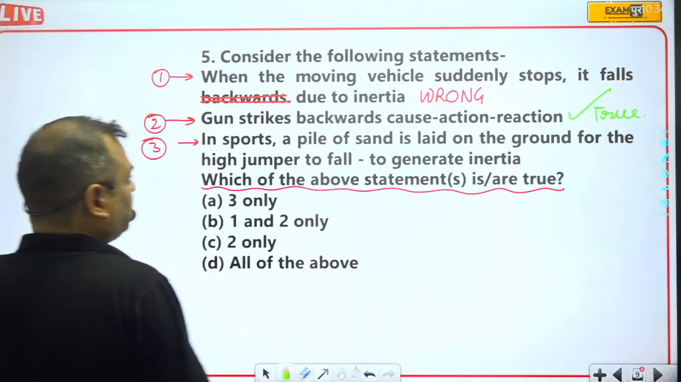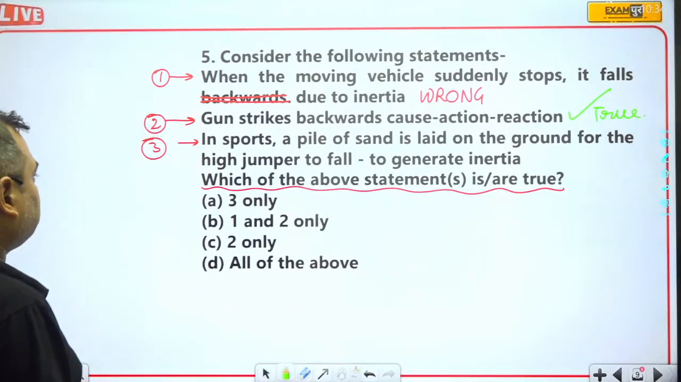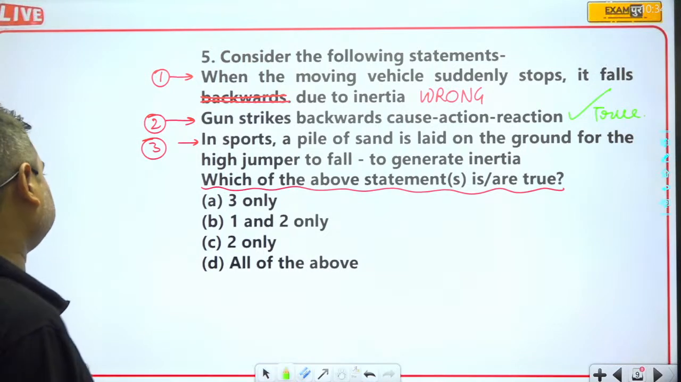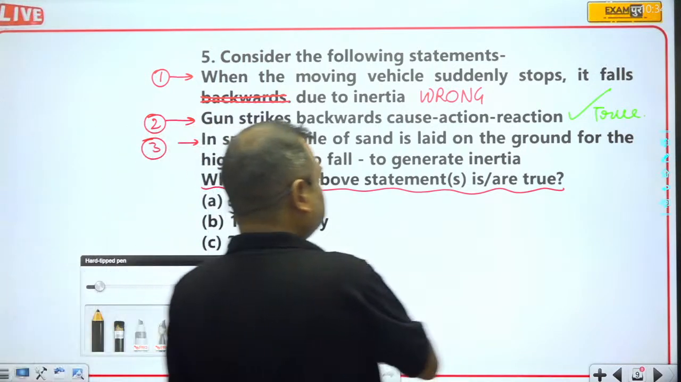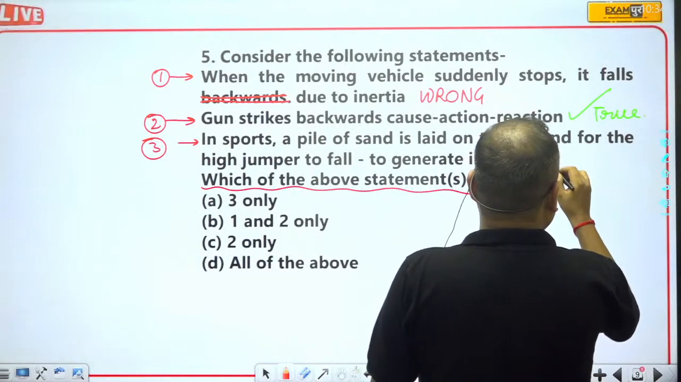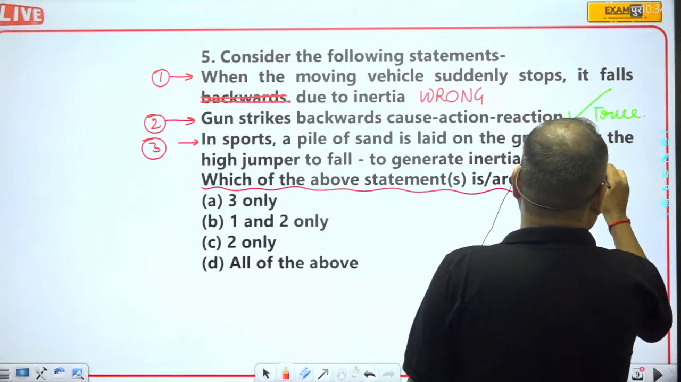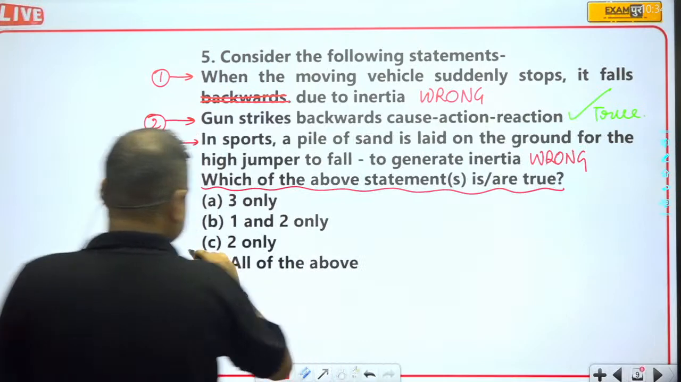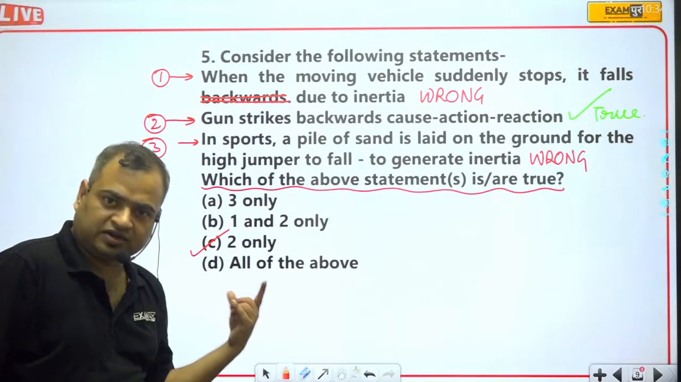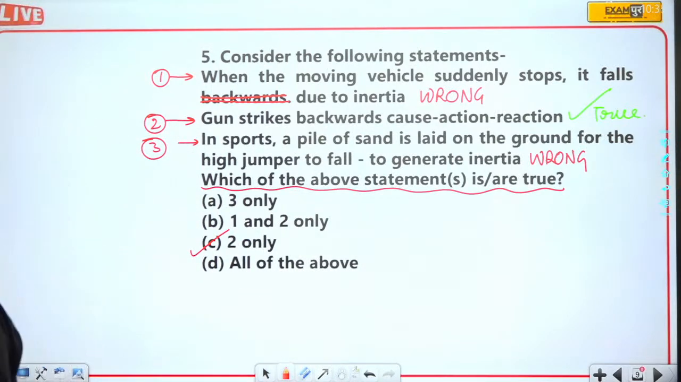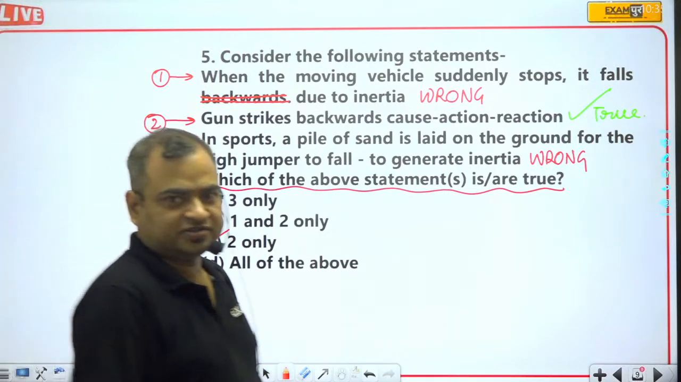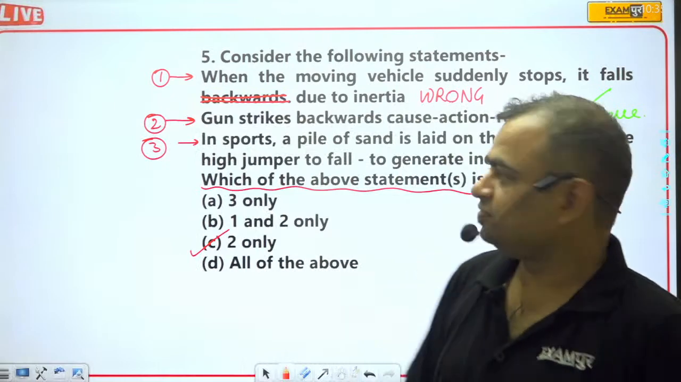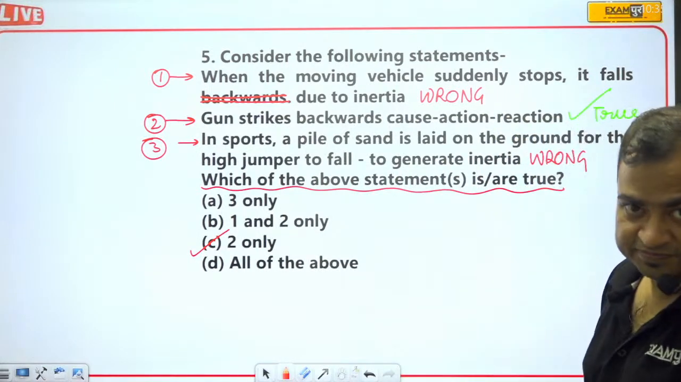In sports, a pile of sand is laid on the ground for the high jumper to fall on, to generate inertia. No, the third one is also incorrect. So this is also wrong. It means only 2 is the correct answer. So option C will be the correct answer. Have you got it?